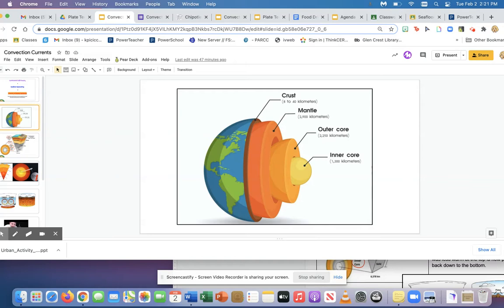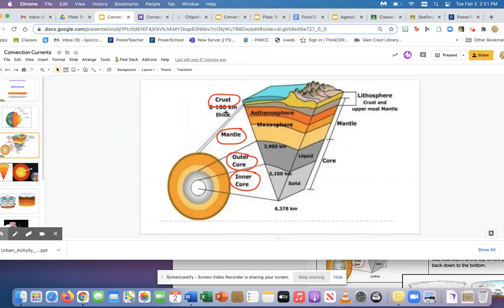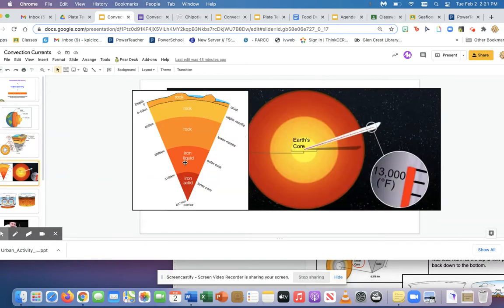I don't know if you've ever learned about these layers, but here's another view of them. This top part here is called the crust. This is where the ocean and continents sit. So if we've got the continent and the ocean, that whole part is called the crust. Underneath it, there's this layer, all of these yellow and orange and red layers, called the mantle. Then there's the outer core, and then the very inside part of the earth called the core.